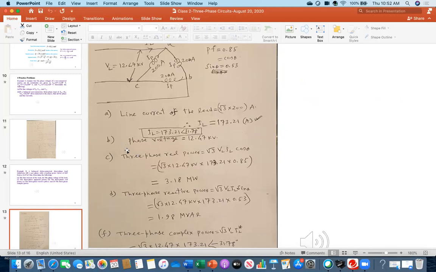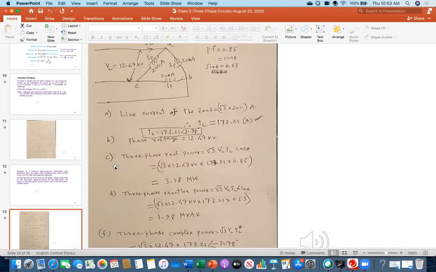The next question is find out the phase voltage. So what I wrote, the direct answer, phase voltage is 12.47 kV. This means the line to line quantity was given as 12.47 kV, and line voltage and phase voltage are the same in case of the delta. We already discussed. That's why this is the direct answer.